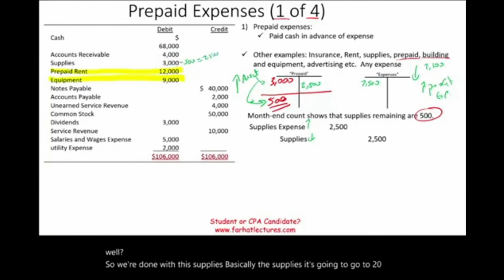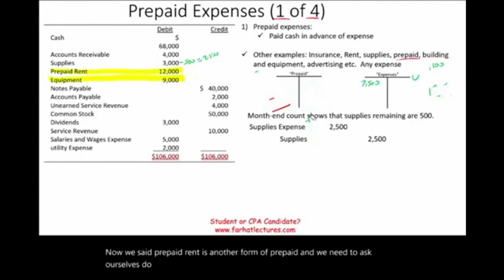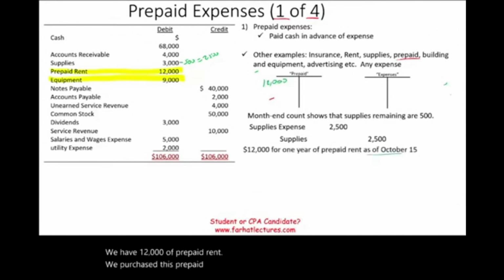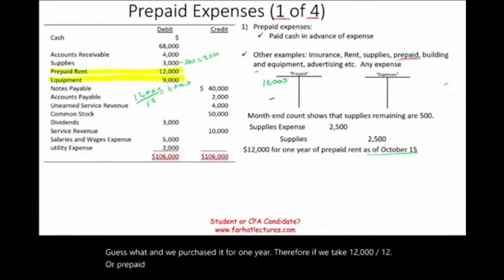Basically, the supplies are going to go to $2,500. Now, we said prepaid rent is another form of prepaid, and we need to ask ourselves, do we still have this much of prepaid? And the answer is most likely not. We have $12,000 of prepaid rent. We purchased this prepaid rent on October 15th, and we purchased it for 1 year. Therefore, if we take 12,000 divided by 12, our prepaid is consumed at $1,000 per month.